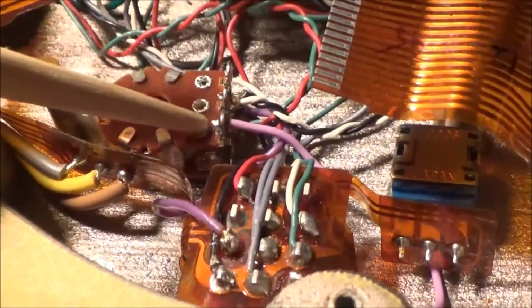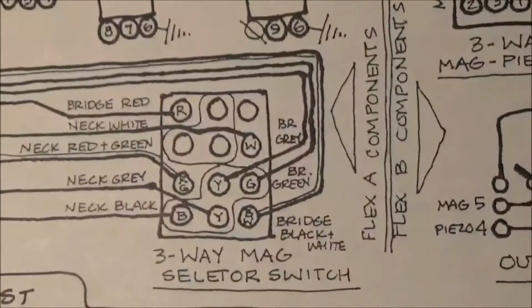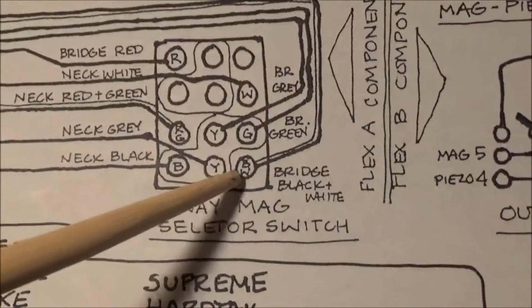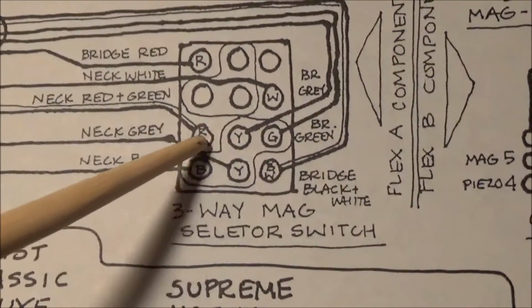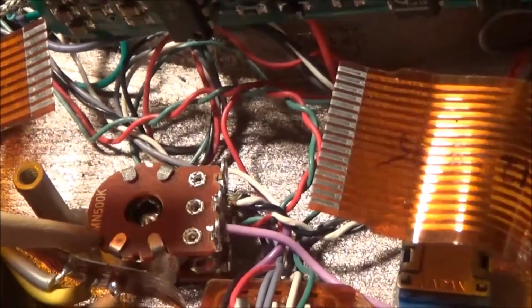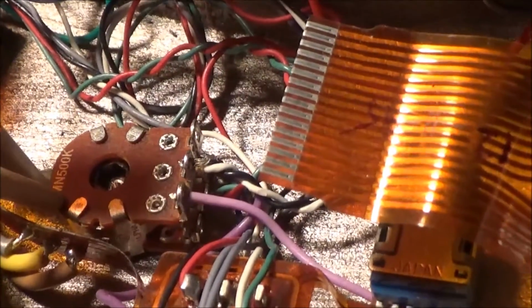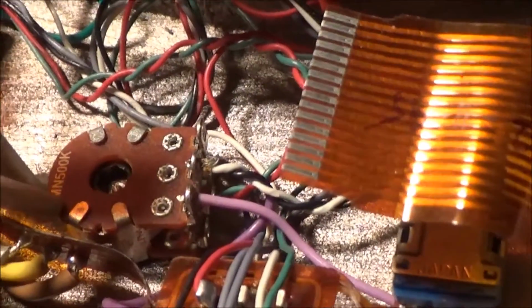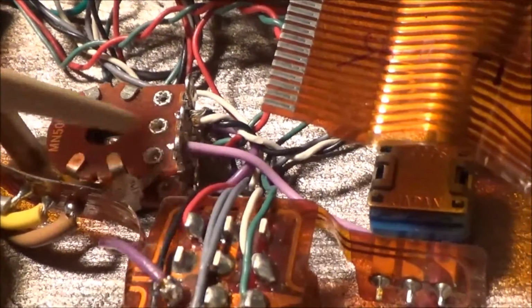And that's pretty simple to do. All you got to do is, if you see on the schematic here, remove the black and white bridge wire and the neck red and green wire, and you run it through the blend pot, which I got off Stu Mac. It's a 500K dual pot. That's a blend pot, and it has a center detent, so when it's in the middle, you're getting equal signal from the neck and bridge.